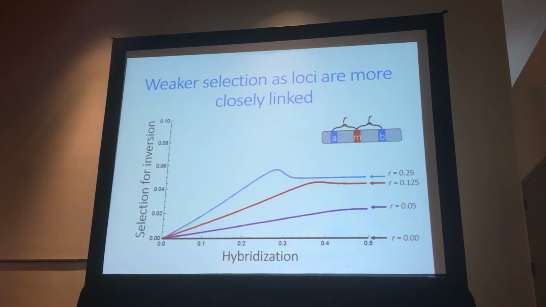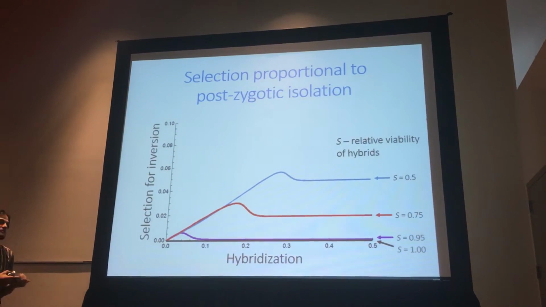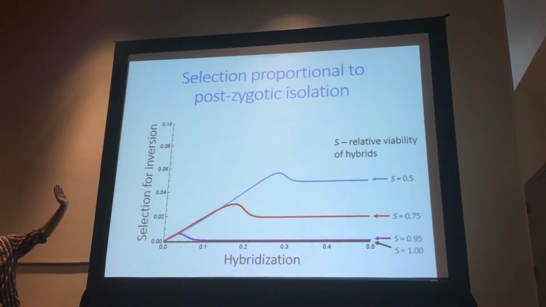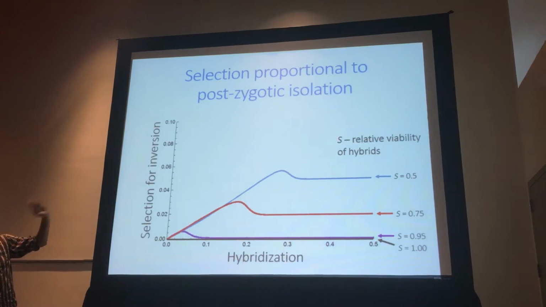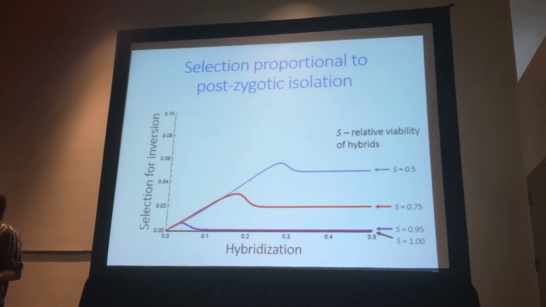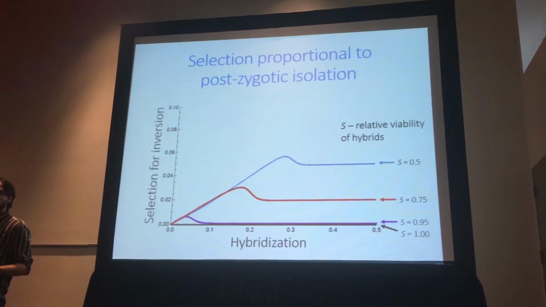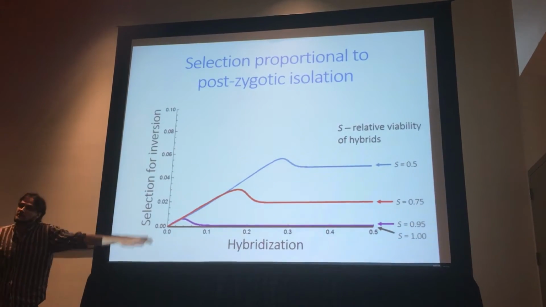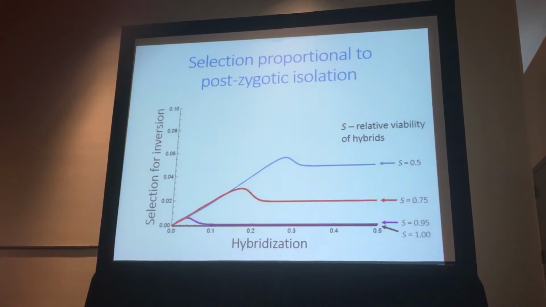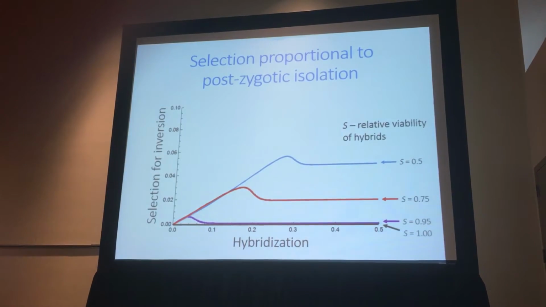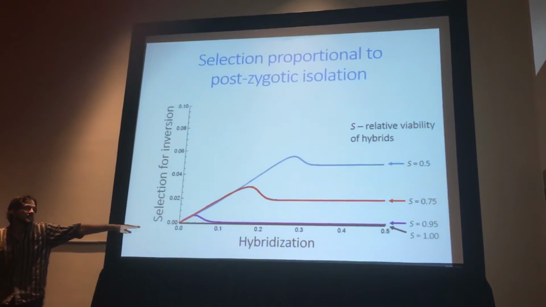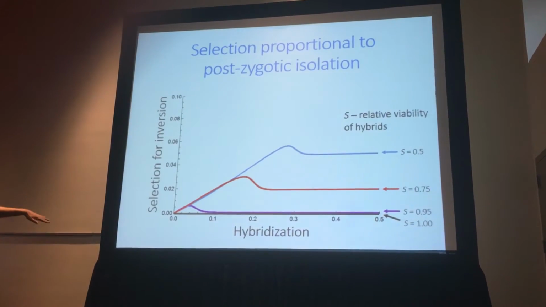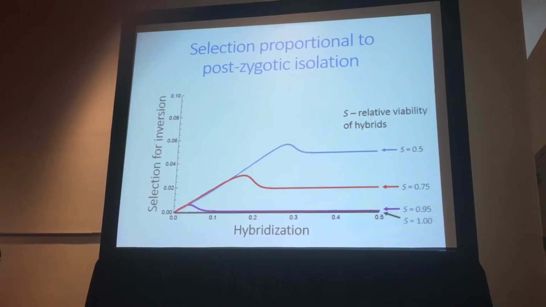All right, how does selection for the inversion change with viability selection against hybrids? Well, S is here the relative viability of hybrids. So as S goes to 1, hybrids do perfectly well. As S goes to 0, hybrids all completely die off. As S increases, selection for the inversion again drops because hybrids are doing much better, so there's less need for selection of an inversion. Again, the limiting case is when S is 1, you're going to have absolutely no selection for the inversion. However, under all other circumstances, the inversion is selected for, at least a little bit.